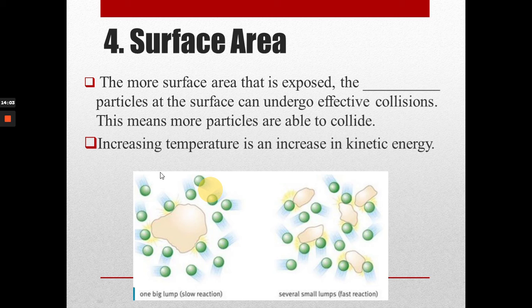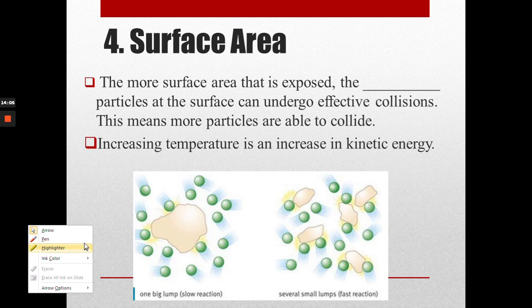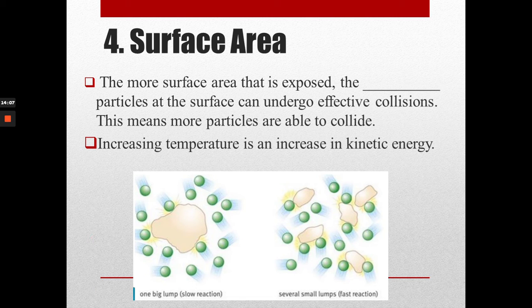Number 4 has to do with surface area. The more surface area that is exposed, the more of the particles can actually run into each other and have effective collisions. So this means that more particles are physically able to touch each other.